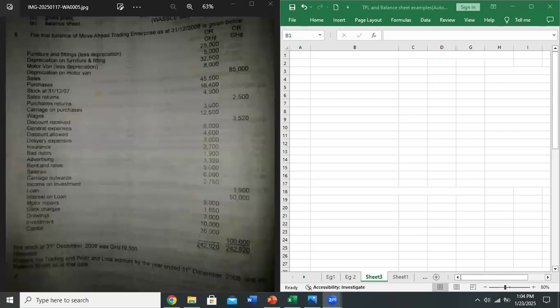So you are given the trial balance of Move Ahead Trading Enterprise, and you see it right there. You are required to prepare the trading profit and loss account and the balance sheet.